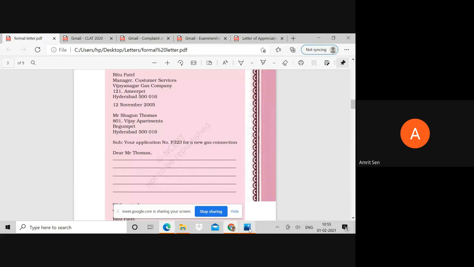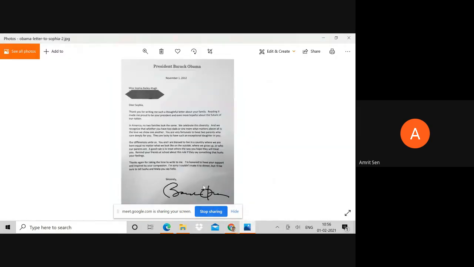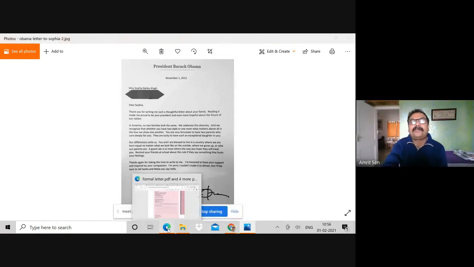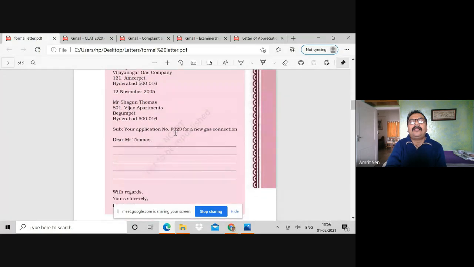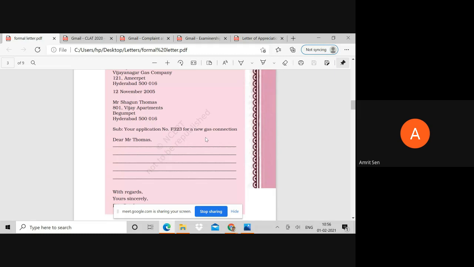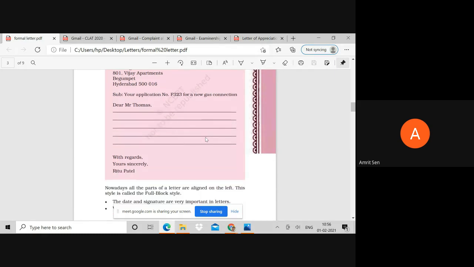Now, if you've seen this, you remember, Obama is using the right indent when he has written sincerely, right? You can do that also. Yours sincerely, comma, XYZ, right? That is also permissible. This is the more British format, right? So this is the subject, your application number, for a new gas connection. Dear Thomas, let me write this letter in my mind for you.